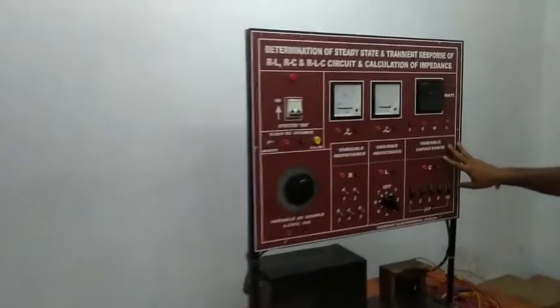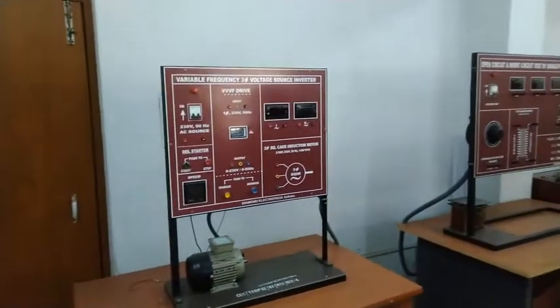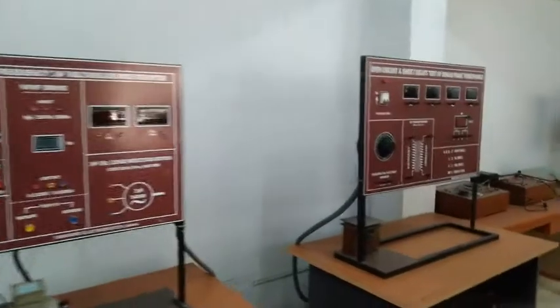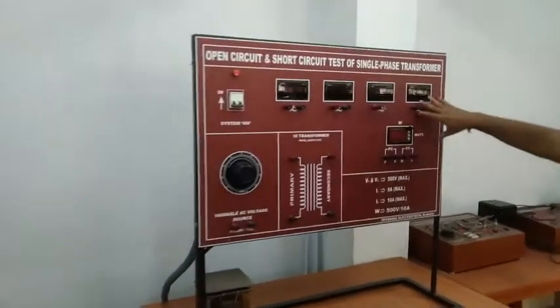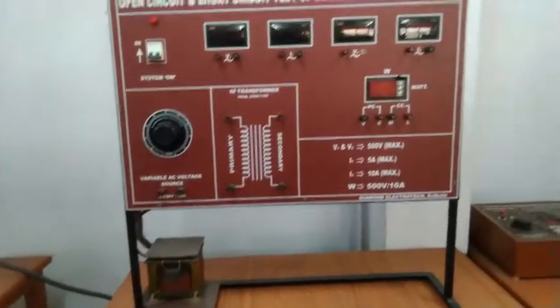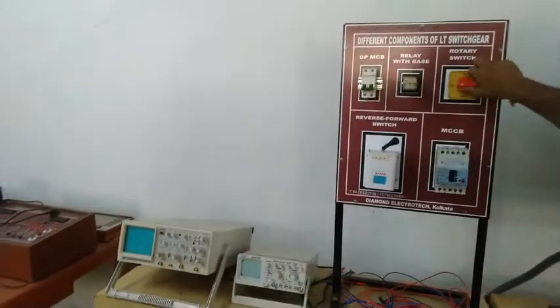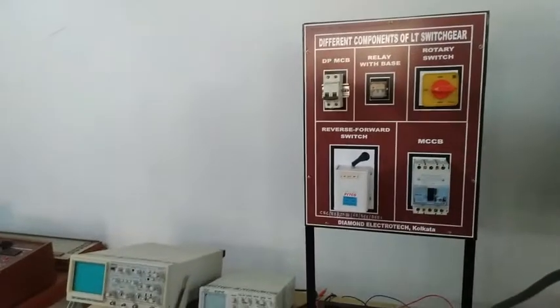This is the RLC circuit experiment, calculation of impedance. This is the variable frequency 3-phase voltage source inverter. This is a transformer experiment, open circuit and short circuit test of a single phase transformer. The different components of switchgear: DPMCB, relay with base, rotary switch, MCB, reverse forward switch. This is the RLC series circuit.